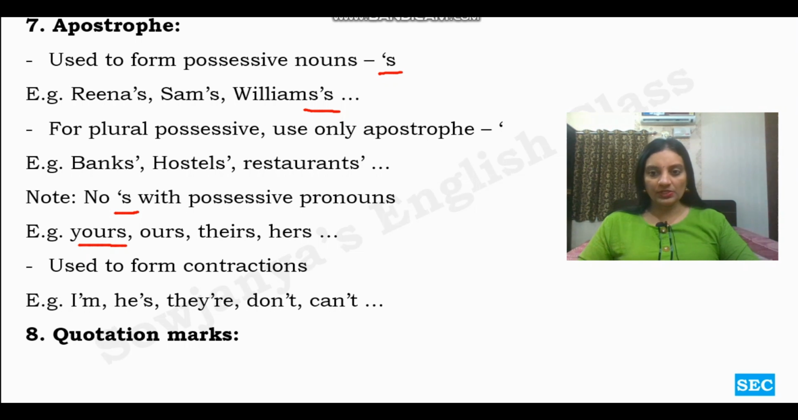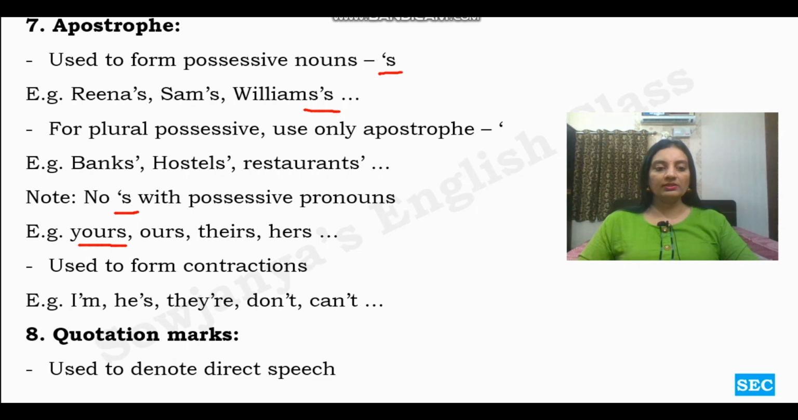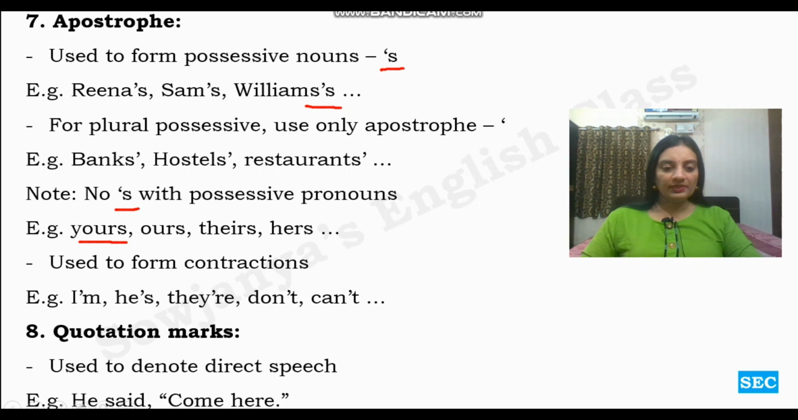Eighth one is quotation marks. Quotation marks are used to denote direct speech. All the words spoken exactly by the speaker are kept in quotation marks. So quotation marks are used to denote direct speech always.